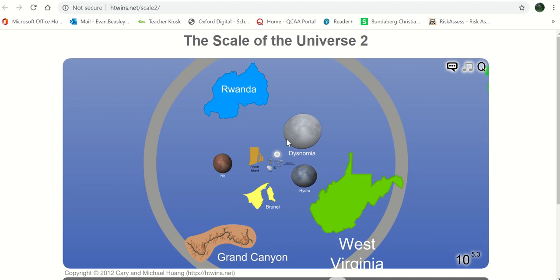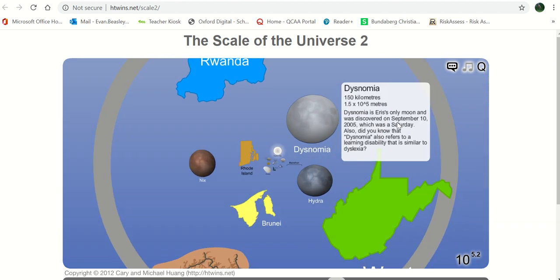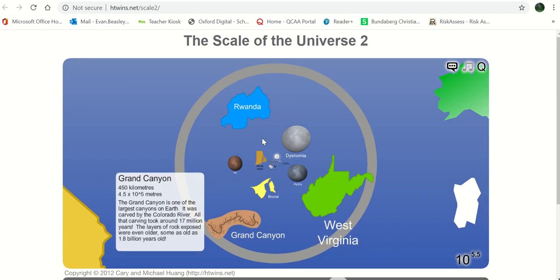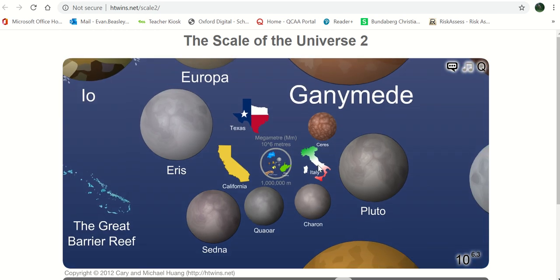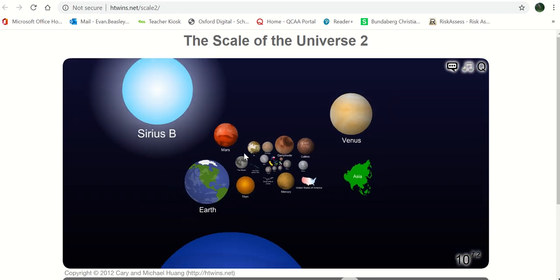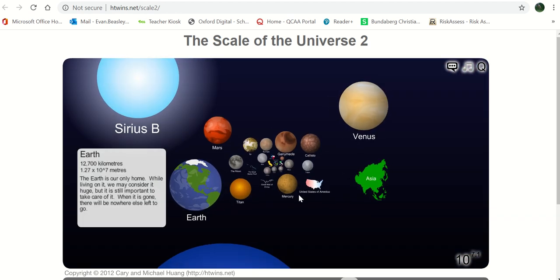Let's have a look what's big. Okay, that looks like a moon or some planet. What's that? West Virginia. Here's our Grand Canyon. Rwanda. Oh, here's Italy. Now we're starting to get into our planets, or our moons, I should say. Well, Pluto's no longer a planet. It used to be a moon of Neptune. You can start to see, well, okay, here's Earth. You can see here are the moons.